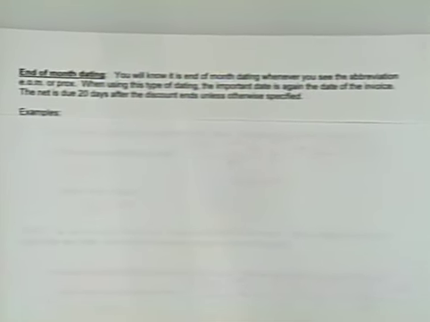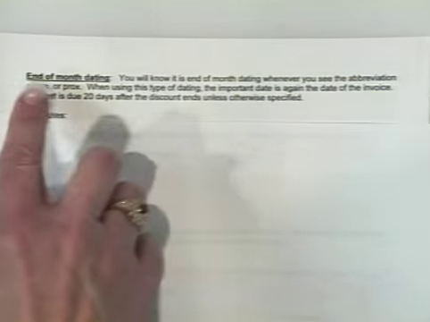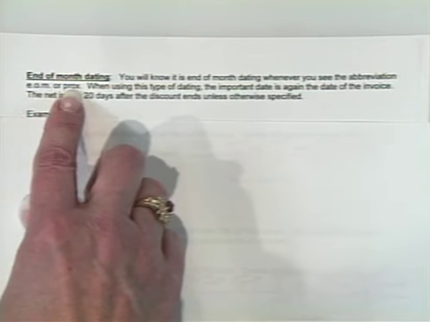Different kind of count notation says end of month. You know you're dealing with the end of month whenever you see EOM or PROX. Both of those say start counting at the end of the month. So I send you an invoice, and you're welcome to start counting at the end of the month.